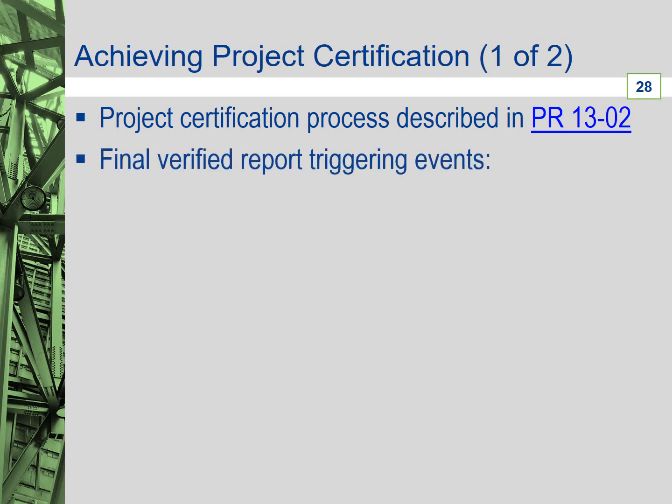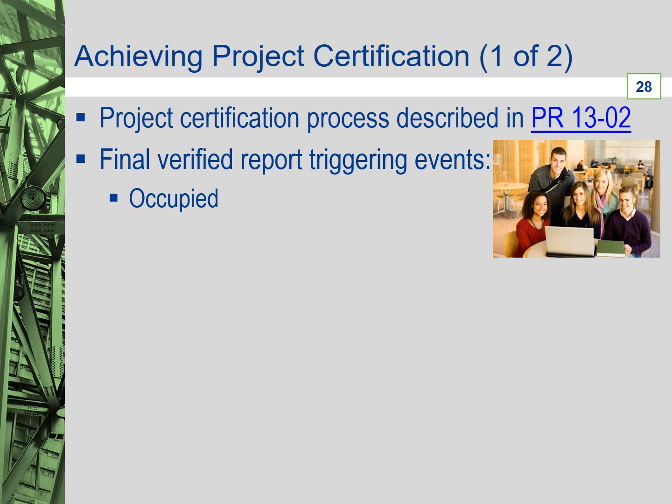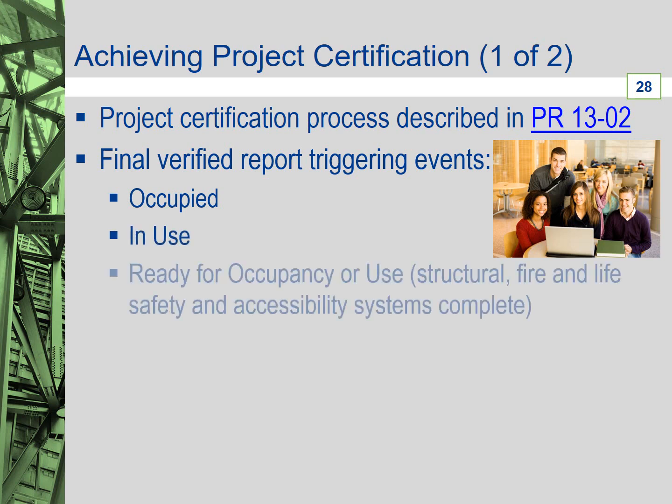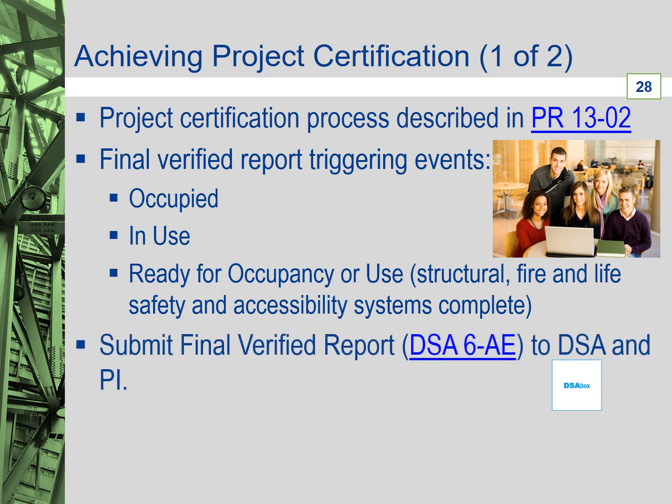There are 3 triggering events which require submission of final verified reports to DSA. If a building becomes occupied, or is in use, or is ready for occupancy or use, that is, when the essential structural, fire and life safety and accessibility systems and components are complete, which usually occurs at the punch list stage of a project. The design professional shall submit their final verified report to DSA and the project inspector via upload of Form DSA 6-AE to DSA Box upon completion of construction of the project.